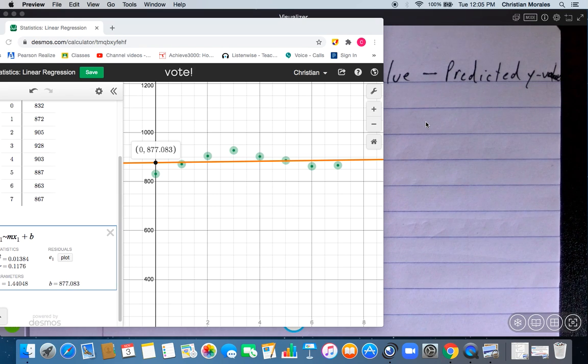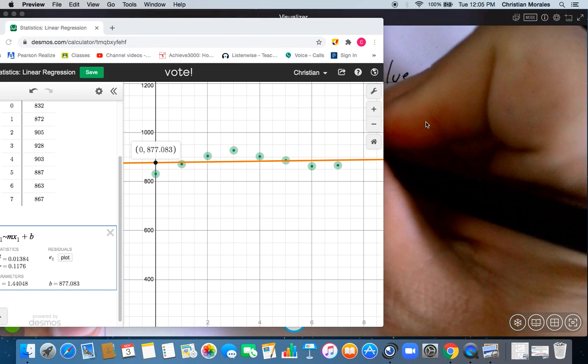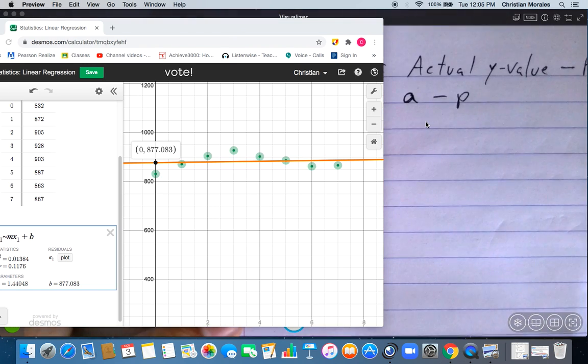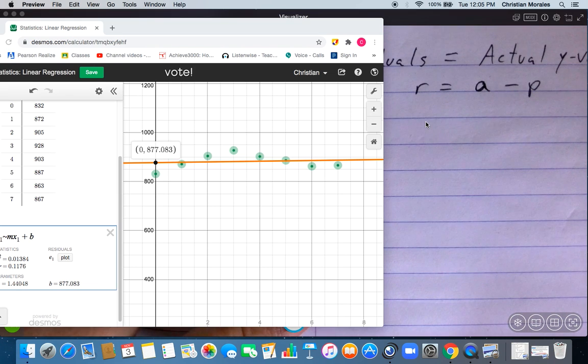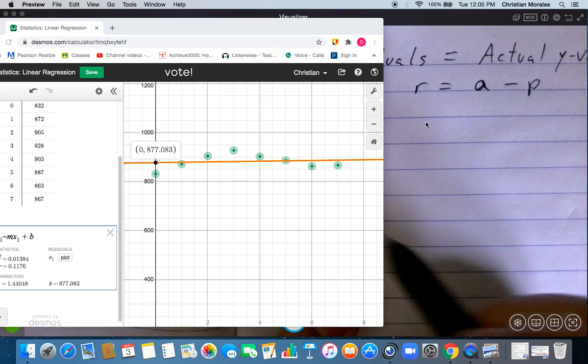When I'm comparing the first point at 0, the actual number is, sorry, let me move this over here so you can see what I'm saying. The actual number is what is on the table. And the table has 832.